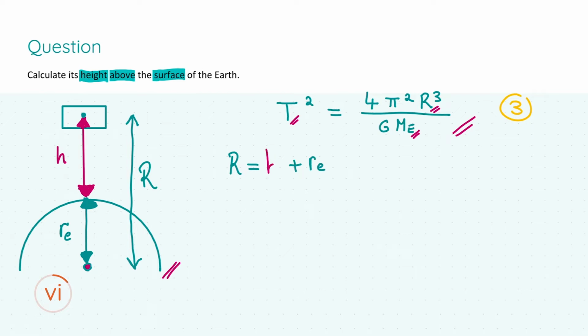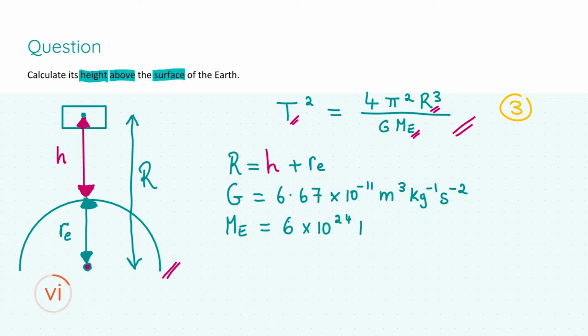Now we know what G is. We saw that in the Formulae and Tables book. We know what the mass of the Earth is. That's given to us at the end of the question. And we know what T is. It's 24 hours. However, hours is not an SI unit.